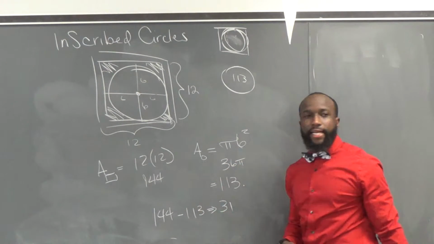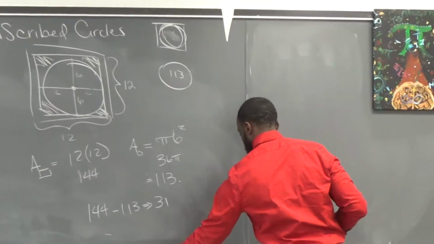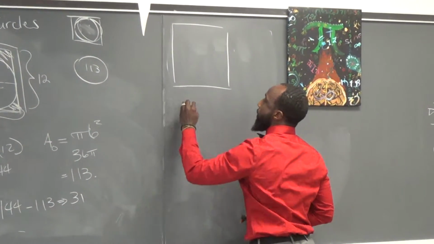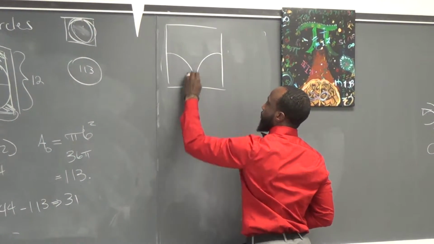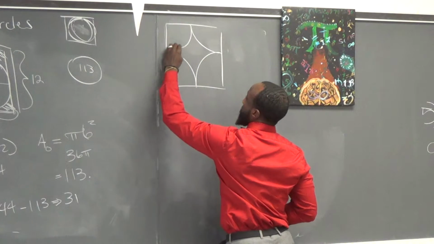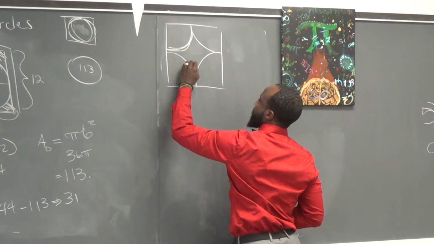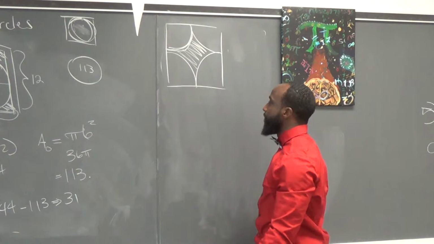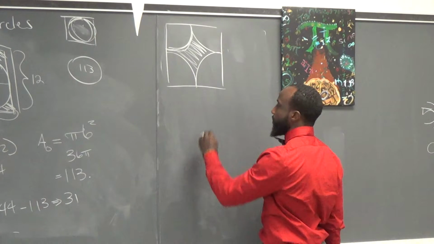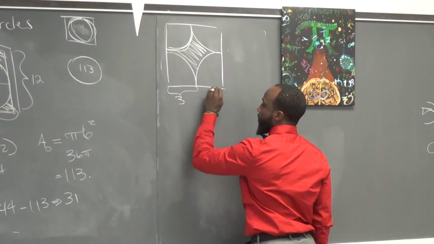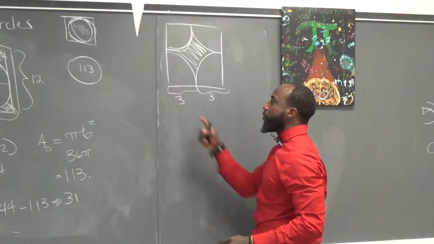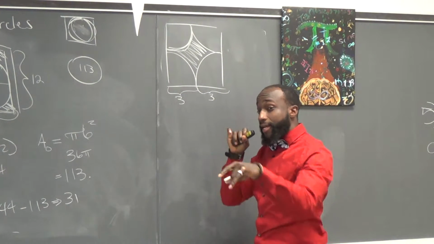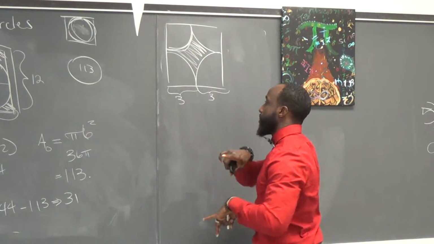All right, let's look at another example. Okay, we'll go over here. We're going to draw this shape here. So we need to find the area of the shaded part. In this particular problem, they say that this measures 3 and this measures 3. What does 3 represent in this problem? The base. It represents part of the base and it represents the radius of the circle.